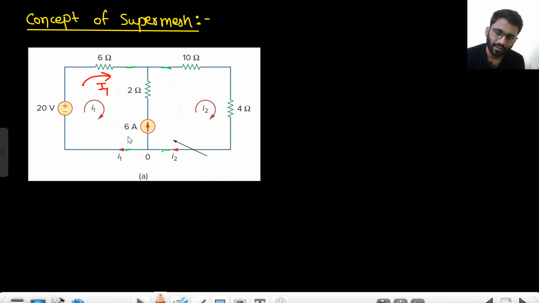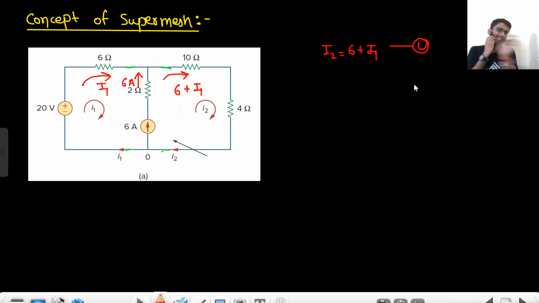I1. Now I1 current is coming here and 6 ampere current is coming here. So what will be the value of current here? That will be 6 plus I1, right? This is the current source, so it will always give 6 ampere current, no matter whatever the potential it has. So basically here I2 is 6 plus I1, right? I1 current is coming from here, 6 ampere current is coming from here, so the total current will be 6 plus I1.